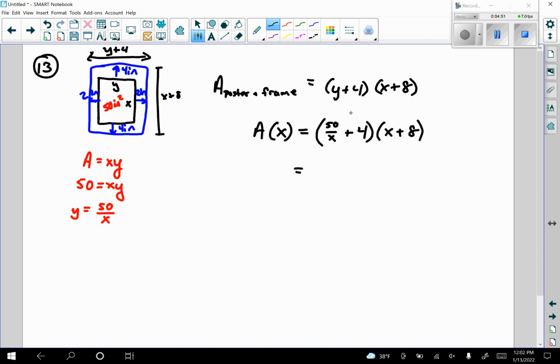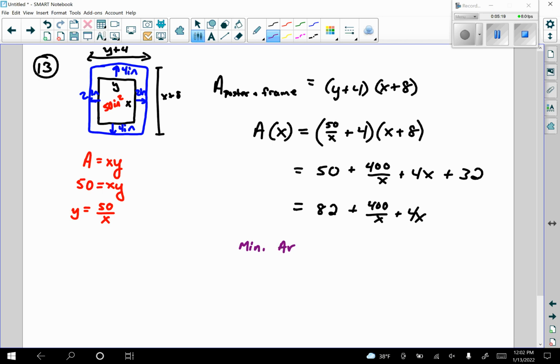And we'll go ahead and just multiply all this together. So 50 over x times x will just give us 50. Then we'll have 400 over x as we multiply the outside terms, and then 4x plus 32. And we can combine our constants here. So we'll say 82 plus 400 over x plus 4x. That's our area function. We're trying to minimize area, so we want to find the derivative of our area function here.